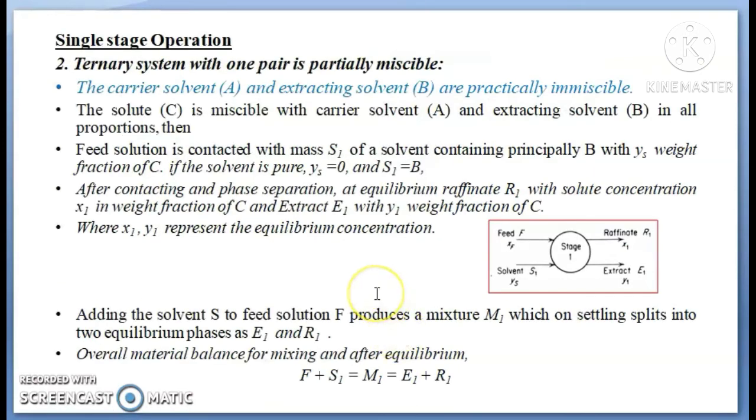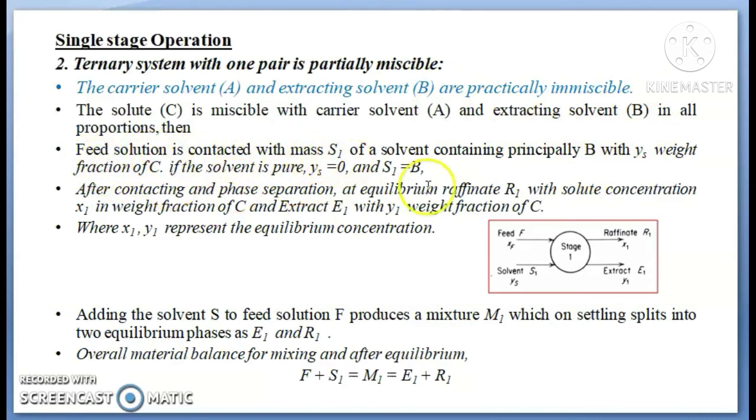Now the second case for the single stage operation is the ternary system in which one pair is partially miscible, where the carrier solvent, as a feed solvent, is partly miscible with the extracting solvent. The solute C is perfectly miscible with the carrier solvent, whereas the carrier solvent and extracting solvent are partly miscible.